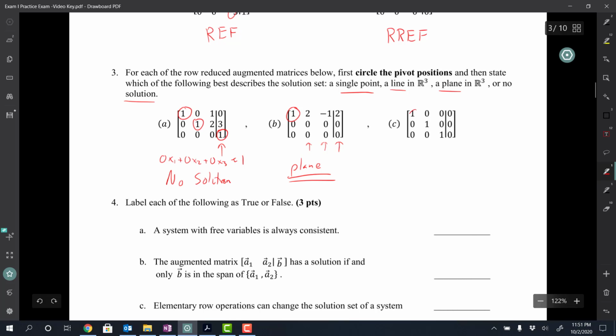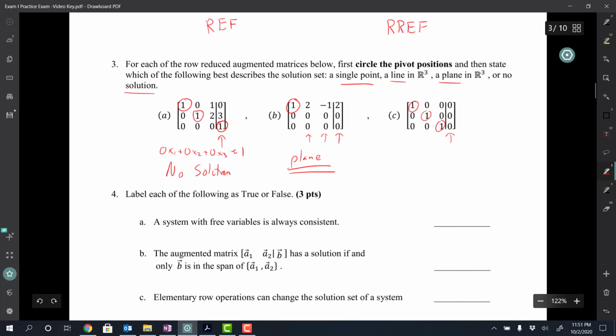And then the last one, I circle my pivots. Once again, I check the last column. Is there a pivot in the far right column, the augmented column? There is not, so there are solutions. However, because there is a pivot in every other column, there are no free variables, so there will only be one solution. Our solution will look like a point in R3, just one solution.